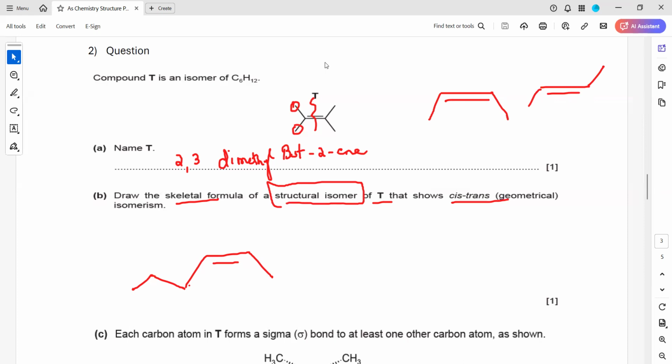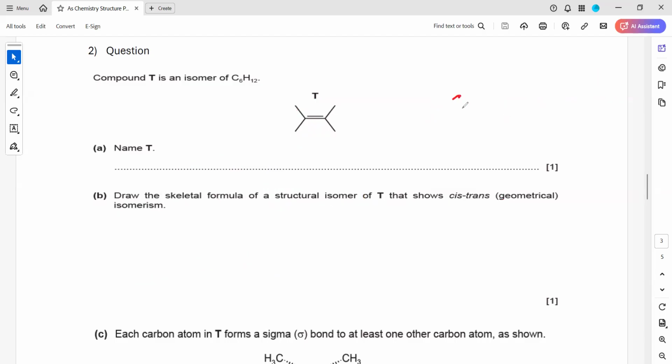How do you make a skeletal formula? Look, this one, if I draw the displayed formula, what is this one? C double bonded with C. This is CH3, this is CH3, this is CH3, and this is also CH3. This is how the molecule looks. In the question, I want to draw the structural isomer, and that shows it's also geometrical.